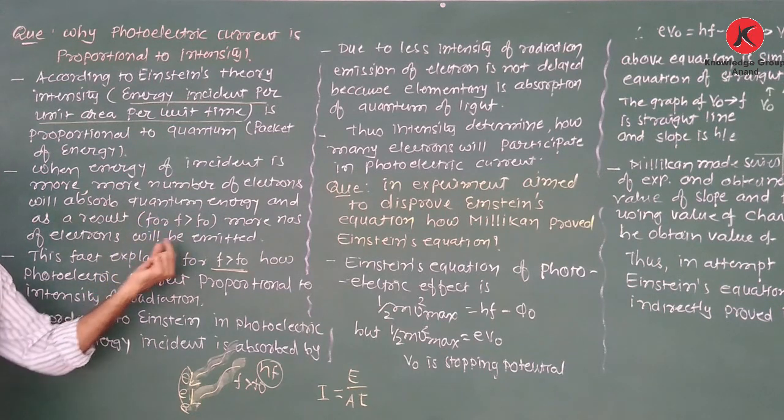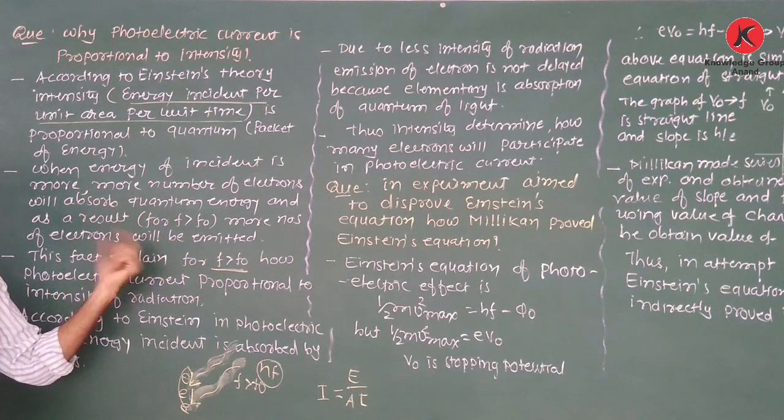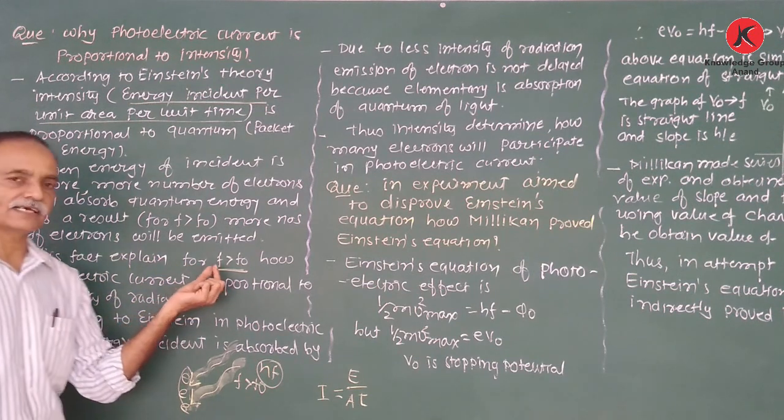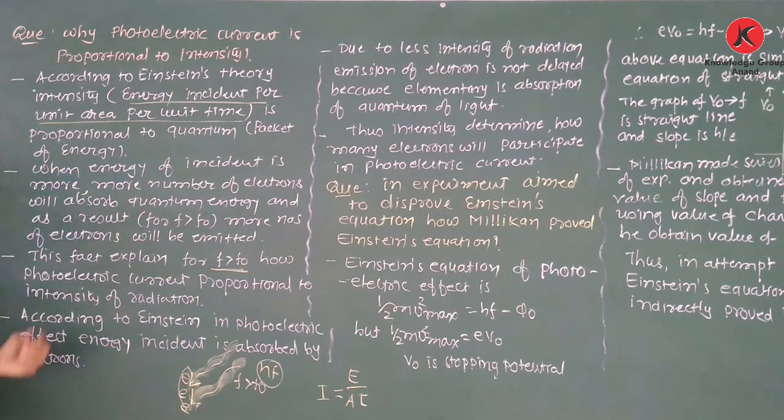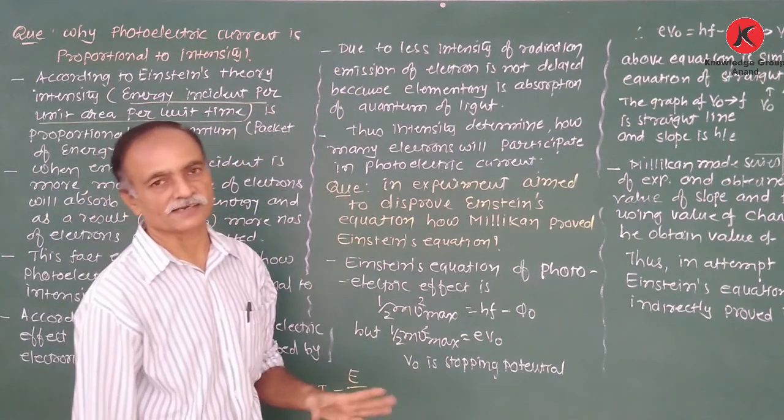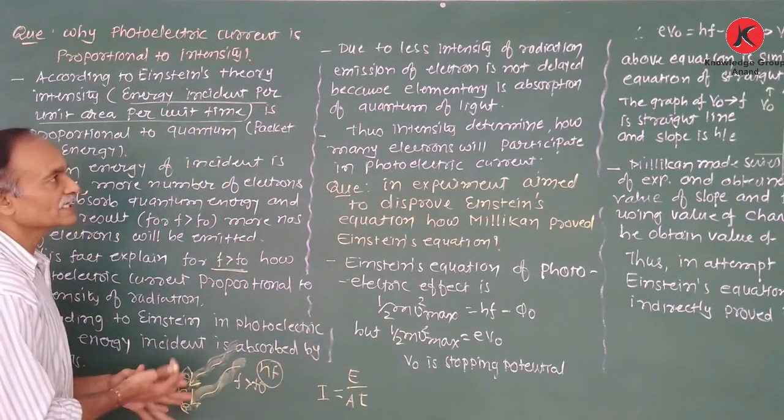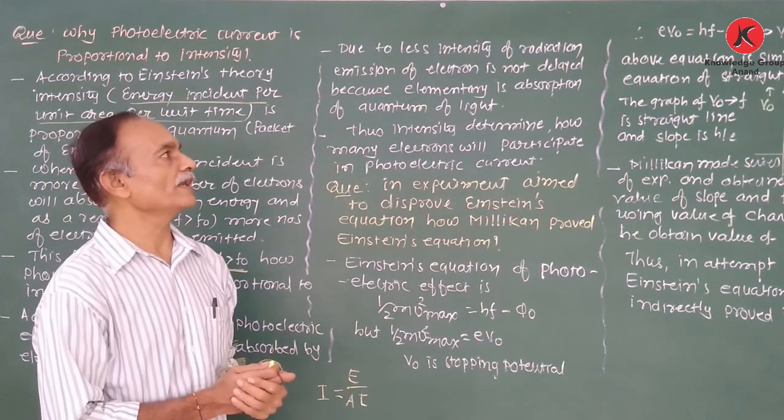So, how is the number of electrons emitted more? For that purpose, we consider radiation with frequencies more than f0. How is the photoelectric current proportional to the intensity of the radiation? According to Einstein, in the photoelectric effect, the energy incident is absorbed by the electron. So Einstein suggested that whatever energy is incident on a metallic surface is absorbed by the electron. If the intensity of the radiation is less, the emission of the photoelectron is not delayed.